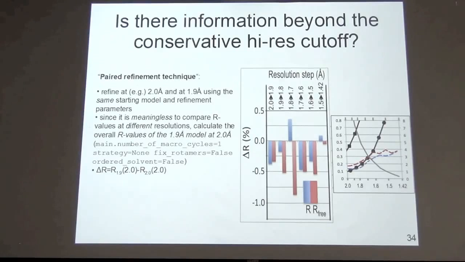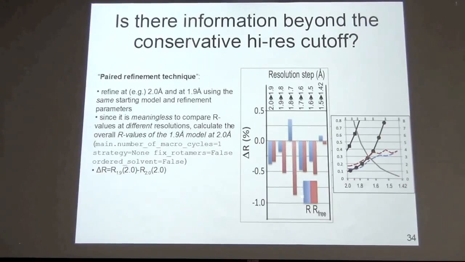Then calculate the difference between the 1.9 angstrom model and the 2.0 angstrom model at 2 angstrom data. That gives us the difference, and we can plot it. So the red bars are R-free, and the blue one is R-work. And both are negative, so R-free is lower at 1.9 for the 1.9 angstrom model and the 2 angstrom data. So it's actually the better model. Repeat at 1.8, so 1.9 and 1.8. Yeah, R-free is once again going down, so we decide for 1.8.